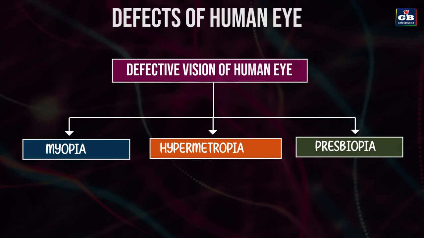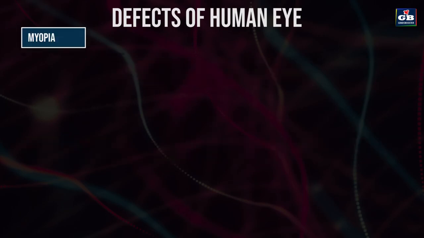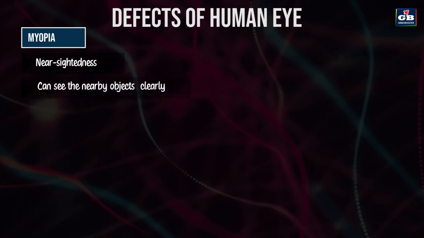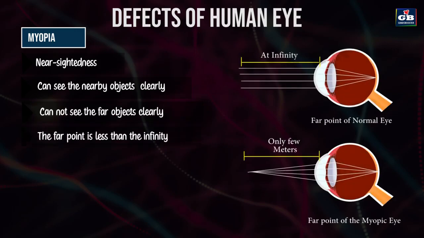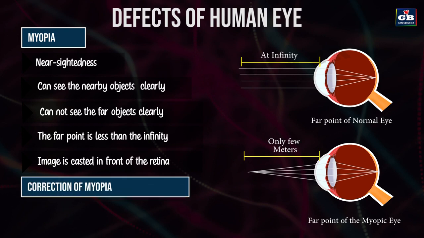Presbyopia. Let's see myopia. This defect of the eye is called nearsightedness. Persons with this defect can see the nearby objects clearly but cannot see the far objects clearly. We learned that the normal far point of the human eye is infinity, but for myopic persons, the far point is less than infinity. That is, in myopic persons, the far point will be only a few meters. If any object is beyond that limit, then they will not be able to see it clearly. Such a condition is called myopia. Myopia means not being able to see the far objects clearly.